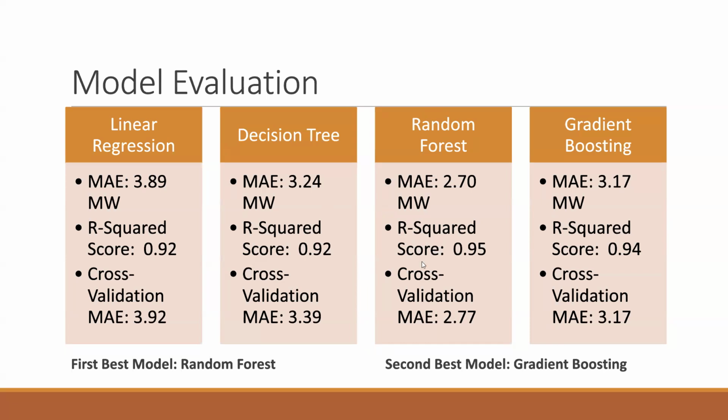Speaking about the error, and the accuracy, that is the R-squared scores. So this is 0.95 accurate, and this is 0.94 accurate. So considering the MAE to be the least one and the accuracy to be the highest, the random forest is the best model that we can pick up for this particular scenario. And the next best, I would say, is the gradient boosting.